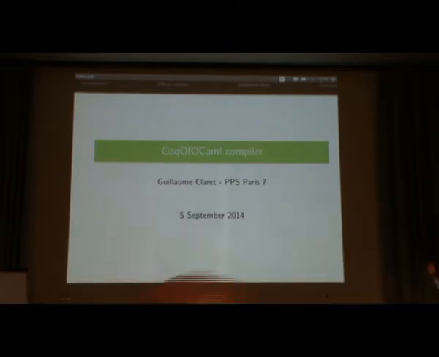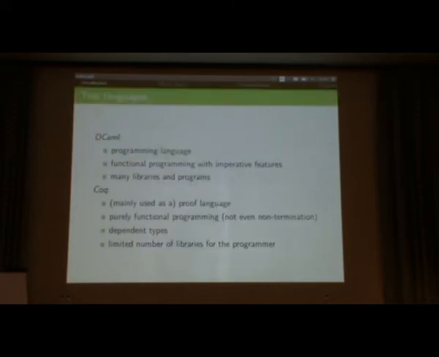Guillaume, and I will present you some work I have done about the code of OCaml compiler. So we have two languages for OCaml. It's, as you know, a functional programming language with imperative features, and it has already a large number of libraries and programs written in it.